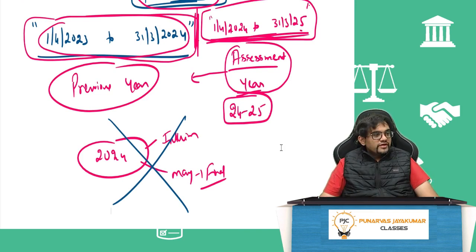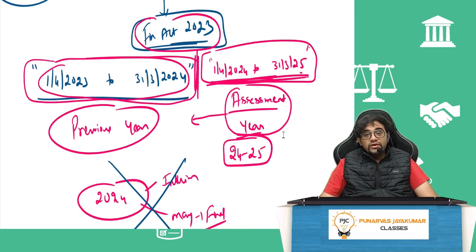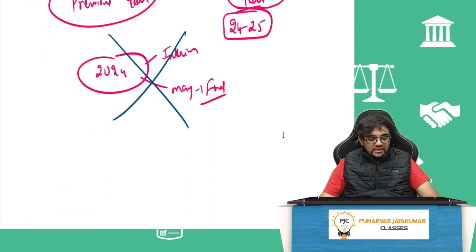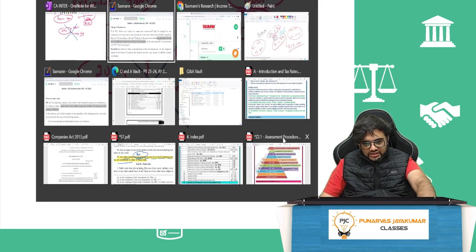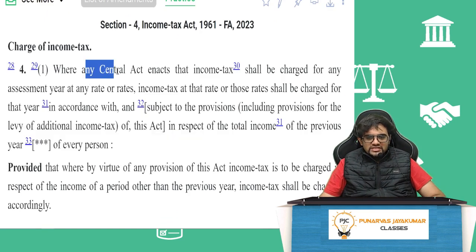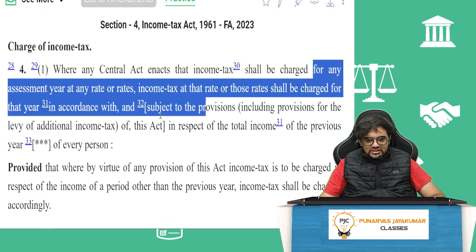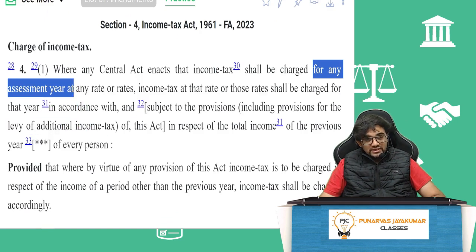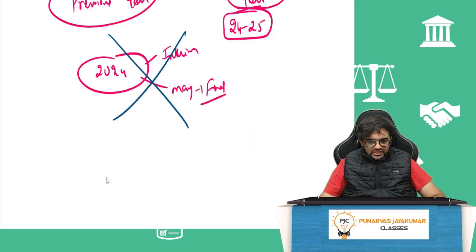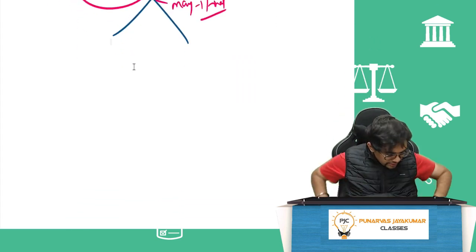Anyway, so 24 done. So this is the previous year and assessment year. Got it, guys? Now you will understand. Where any central act enacts, the income tax shall be charged for any assessment year. Obviously, it is always charged for every assessment year. Rate of tax is always based on the total income. Let's write the chart, guys. Come on, let's write a chart together, me and you.